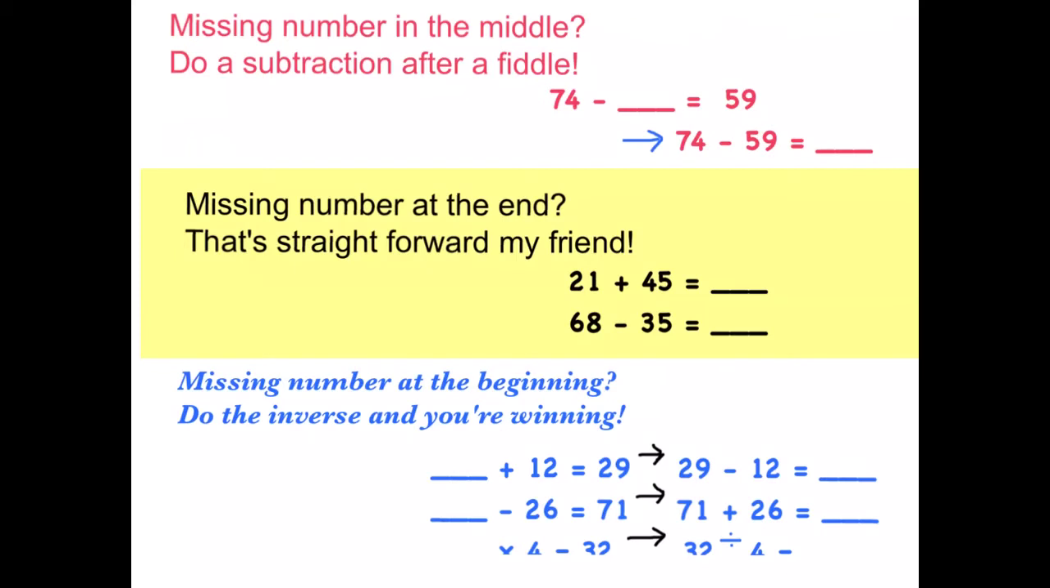Just a quick recap of our little rhyme. Missing number in the middle, do a subtraction after a fiddle. In this occasion, because it was subtraction. But if that were division or multiplication, your sign would stay the same, but you just fiddle with the numbers. Missing number at the end, that's straightforward, my friend. Just carry out the sum. Missing number at the beginning, do the inverse and you're winning. So if you're missing numbers at the start of your question, you must carry out the inverse, the opposite. So adding becomes subtracting, subtracting becomes adding, multiplication becomes division.